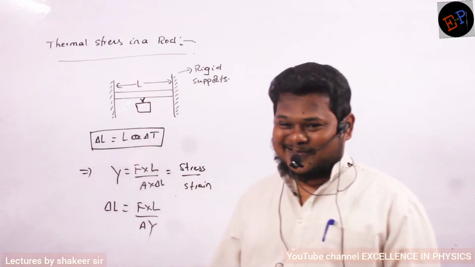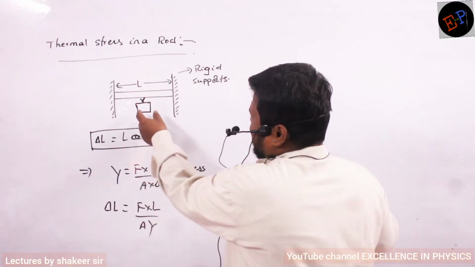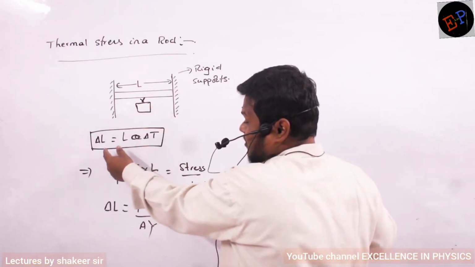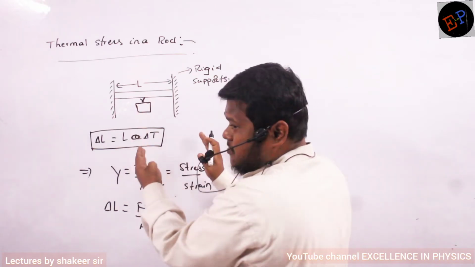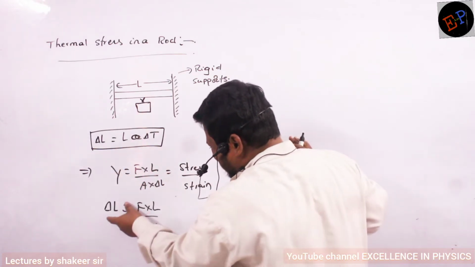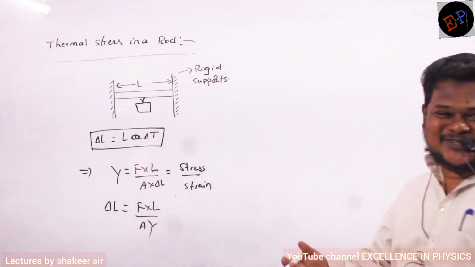Same condition here also. Clear? This rod is trying to expand by 2 centimeter, delta L, but the rod should also compress by the same amount. So the compression produced is also delta L. So both should be the same.